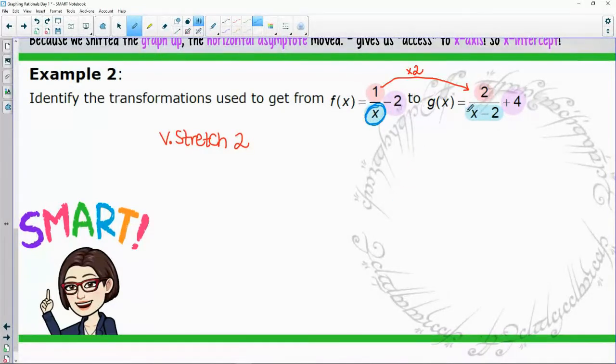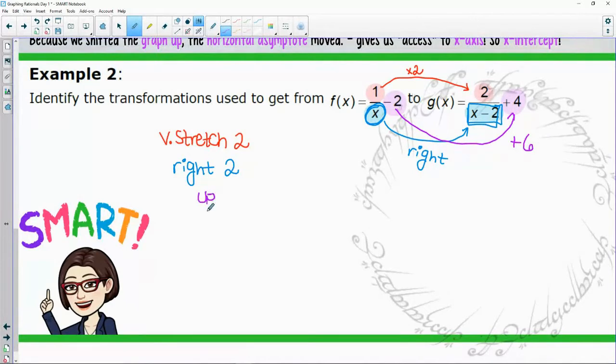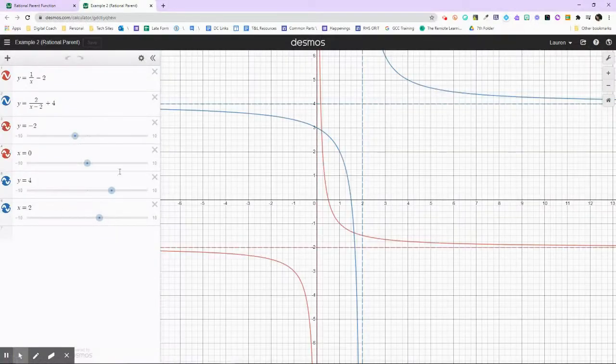I went from x to x - 2. So here I've gone right by 2, so right 2. And the last one, I'm starting all the way at -2, and I'm going up, you could say, to 4, because I've added 6. So I've gone up 6. If you're curious, here's what it actually looks like.